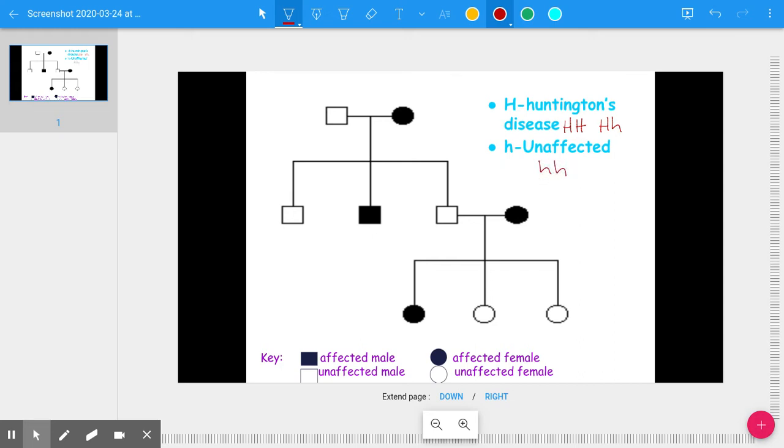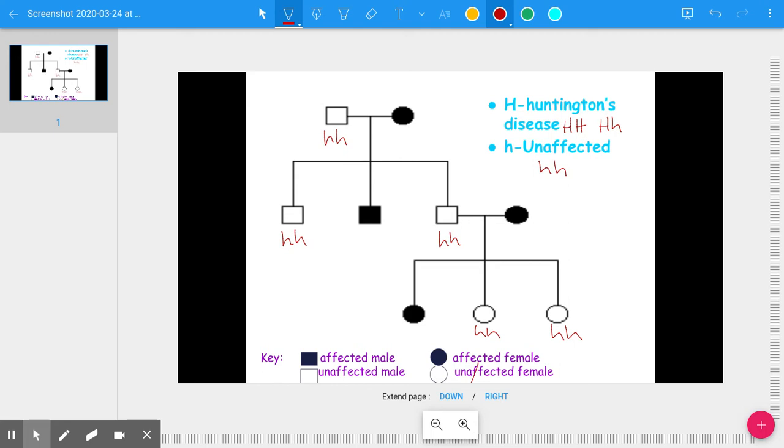The easiest genotypes to identify are going to be the individuals who are unaffected. Remember, the individuals that are unaffected by the trait are not going to be shaded in. So anyone that's not shaded in, we are going to identify as homozygous recessive. So we know what their genotype is. However, the genotype that we do not know is for the individuals that are affected by the disease. They can either be homozygous dominant or heterozygous.